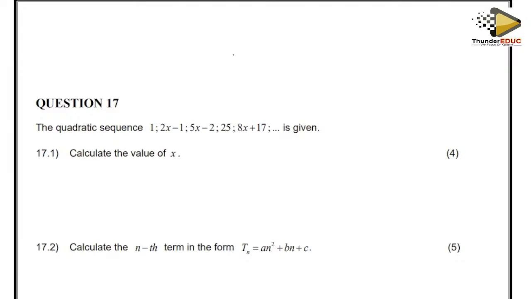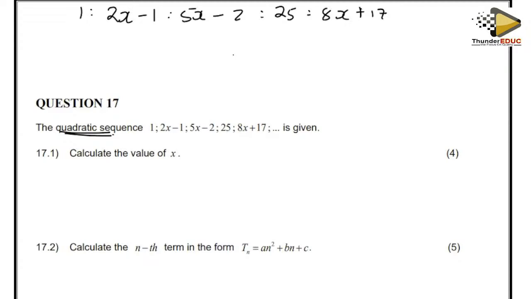So I don't mind about the number. They're telling us that the quadratic sequence 1, 2x minus 1, 5x minus 2, 25, and so on is given. This is quadratic. Then we need to determine the value of x. So since it is quadratic, remember the rule: there has to be 2 differences.